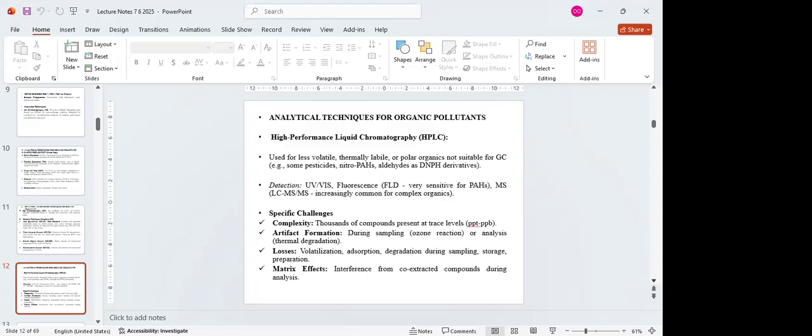Then the other one is during volatilization, absorption, degradation, during sample storage, there are tendencies for there to be losses, and this contributes to a poor output.